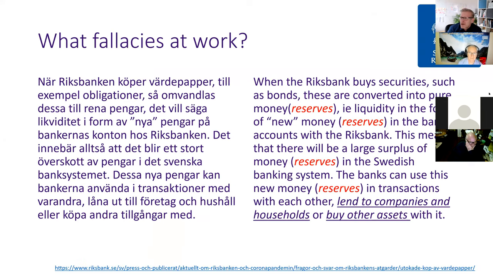And another one, also from the Swedish Riksbank, when they're talking about QE, they say when the Riksbank buys securities such as bonds, these are converted into pure money, and they mean reserves, in the form of new money, which is reserves in the banks' accounts with the Riksbank. This means that there will be a large surplus of money in the Swedish banking system. The banks can use this new money in transactions with each other and then lend to companies and households and buy other assets with it. I think it's quite good because they say things like this all the time. And what should the politicians do if the experts go around and say things like that? When we are done with today, I think this will be quite clear.